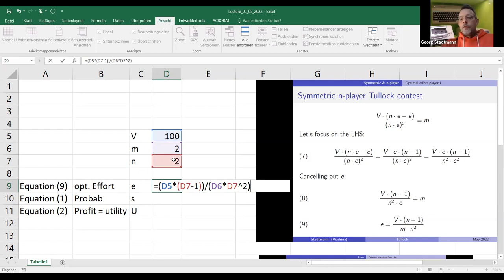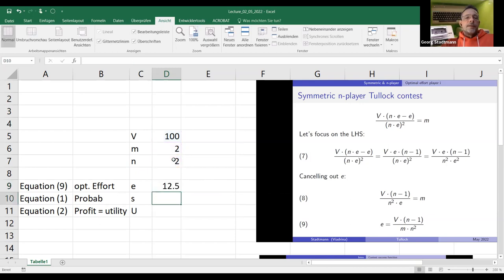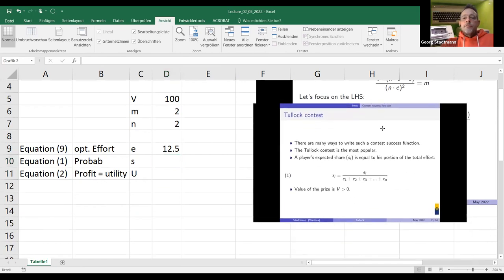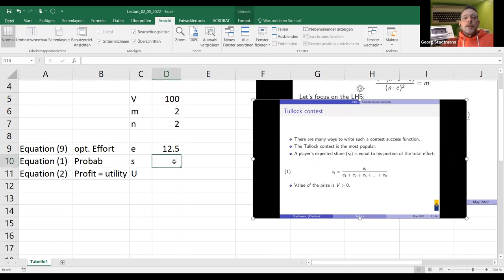And effort level hopefully is 12.5. Great. So you did not make calculation errors here. Now we have to think about the winning probability, and winning probability is given by 12.5, the effort level of one player, divided by N times the effort level. And it should be 0.5.